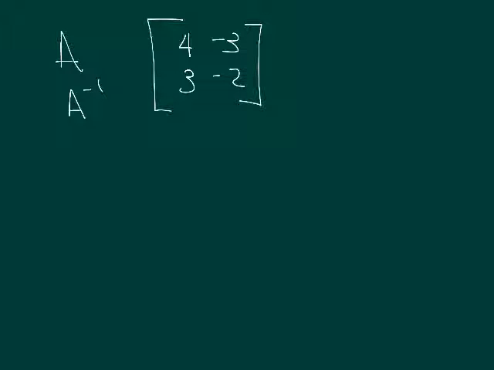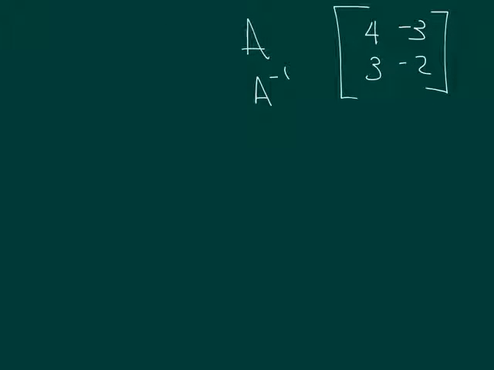And let's prove, let me get rid of some stuff here. Let's prove that the inverse that we just drew there is the inverse of [-2, 3; -3, 4]. Now notice it doesn't look anything like this one. I mean, they look completely different.